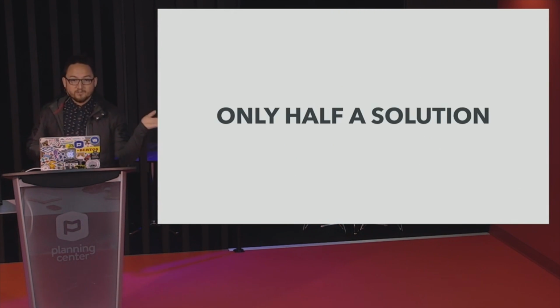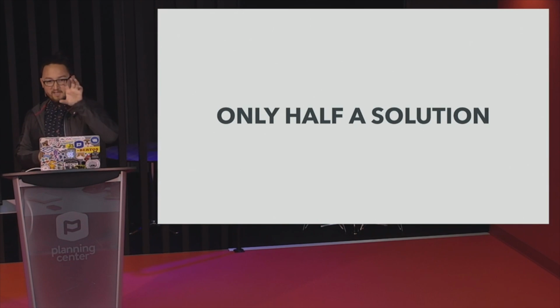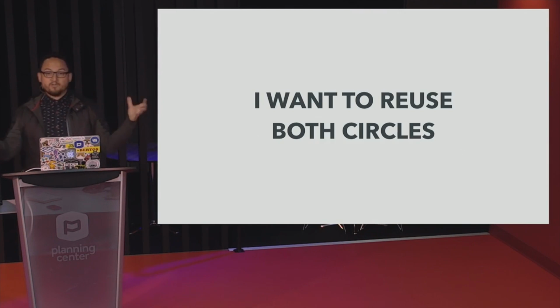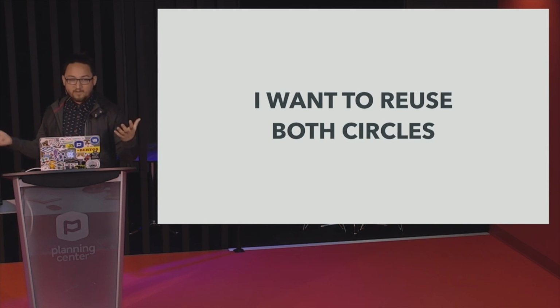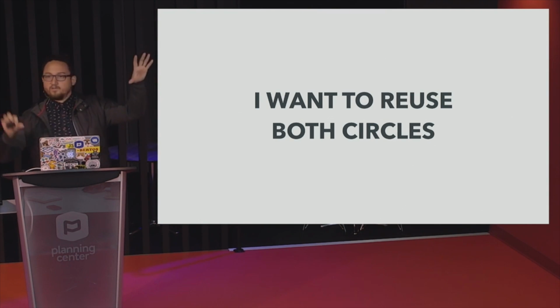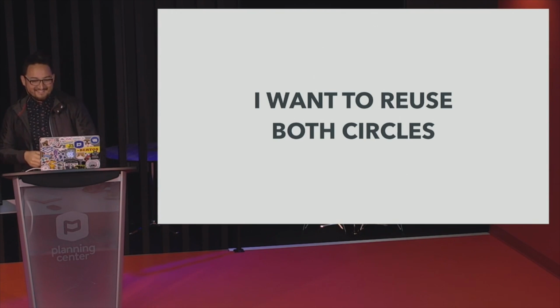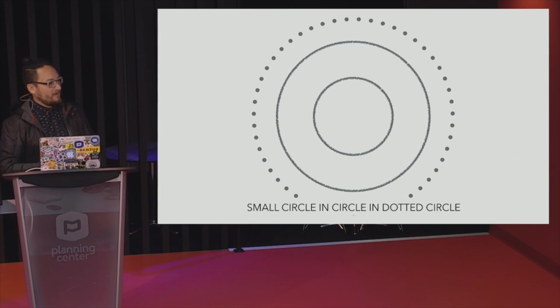So this is only half a solution though, right? We were able to keep the one small component, but we're not able to reuse the circles, because all of those have to know which component they're rendering. They're all rendering small component. So I want to be able to reuse both circles. That seems like a reasonable request. How can we have big circles and small circles and jam them together whenever we need them? Everybody do that. I'm just kidding. Don't do that. It's probably a lawsuit waiting to happen.